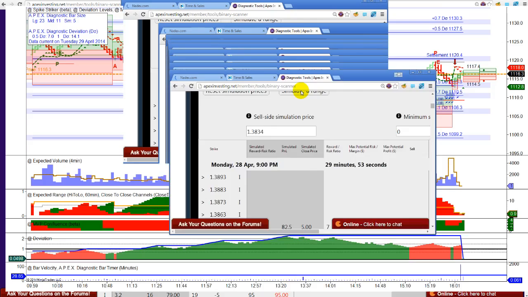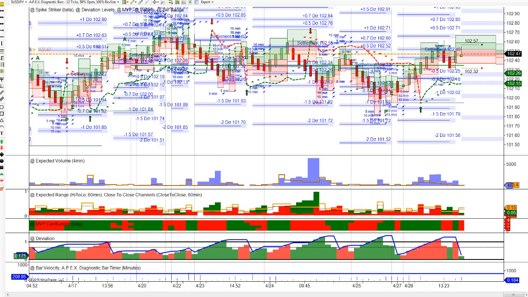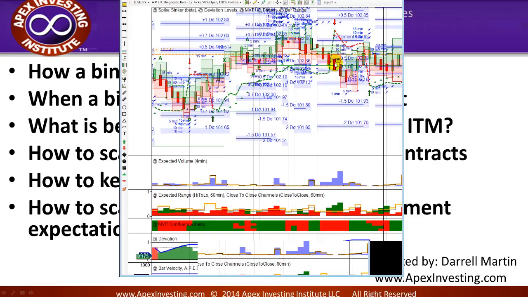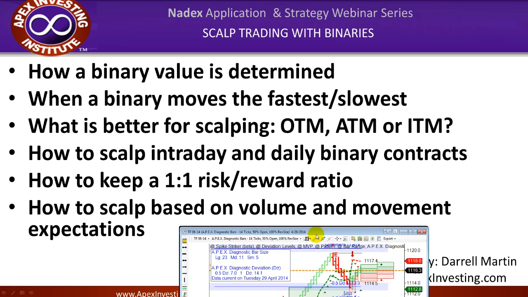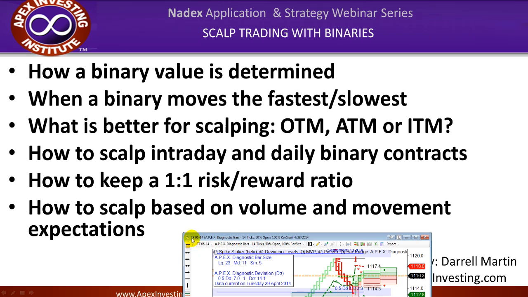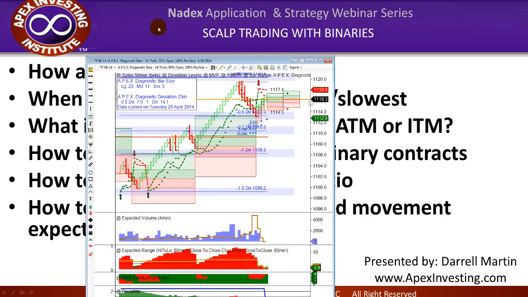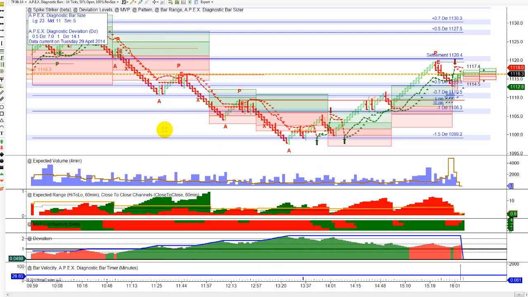All right, so we got how time affects a binary, which gives you a variety of ways. We talked about out of the money. We talked about in the money being closer to expiration. So I'll go in and, for instance, I'll skip around a little bit, using volume and movement expectations. There's a lot of ways to do this.